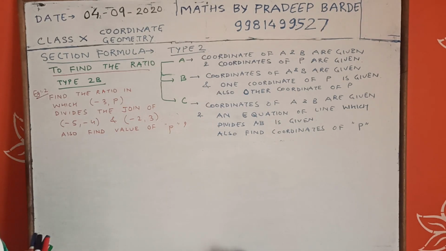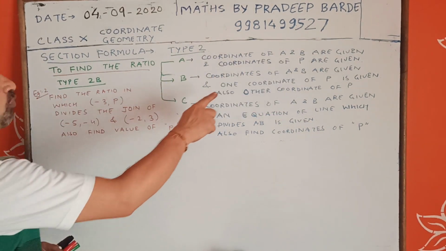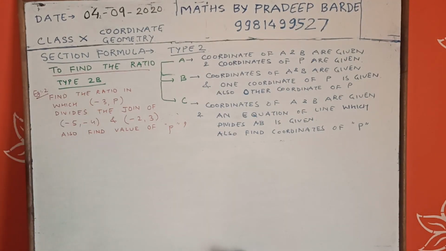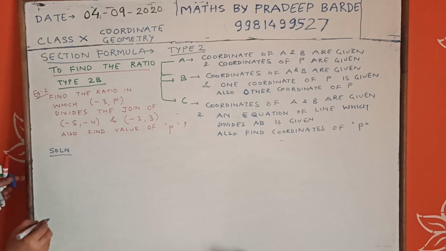Okay students, type 2B. In 2B, the coordinates of A and B are given and one coordinate of P is given, you have to find out the other coordinate of the point P. So in this question, you can see these are the coordinates of the point P.